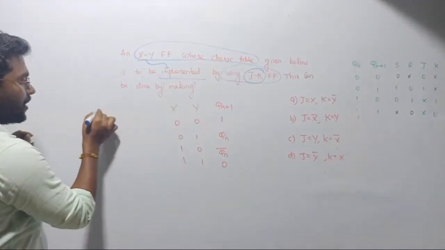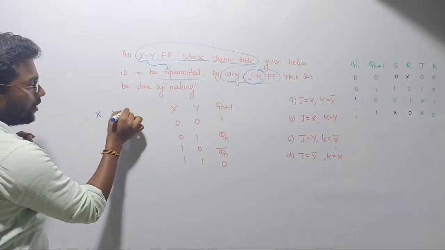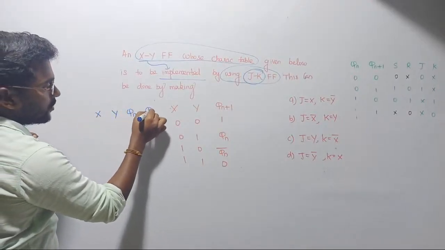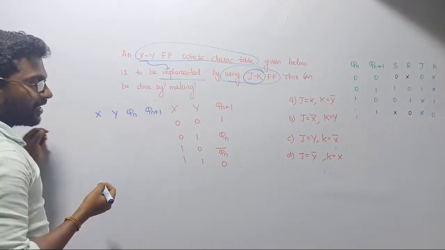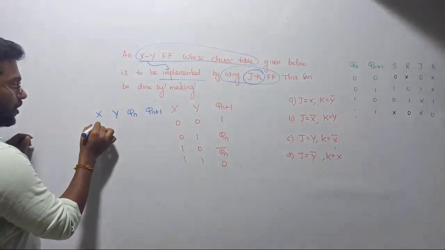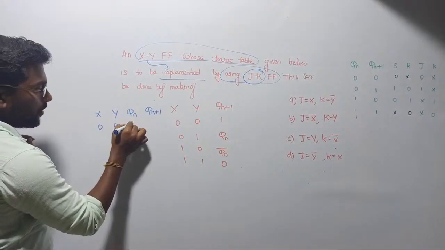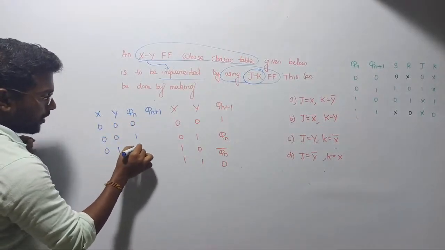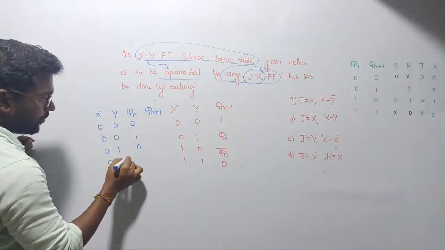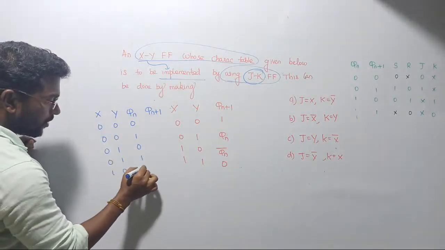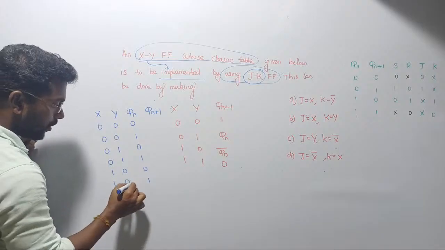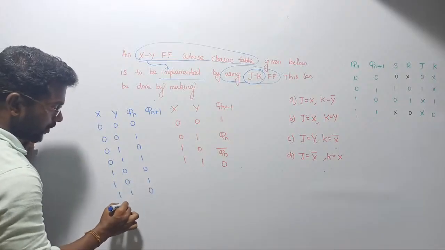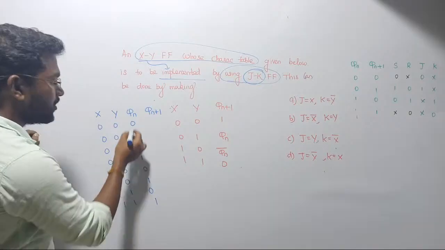See that this data is given here. Let me extend. This is X, Y. Let me consider Qn, and this is going to be Qn plus 1. Characteristic table, proper characteristic table, right? So let us write 0, 0. It might be 0, 0, 0. It might be 1, 0, 1. It might be 0. For 0, 1, it might be 1. For 1, 0, it might be 0. For 1, 0, it might be 1. For 1, 1, it might be 0. For 1, 1, it might be 1. There are 4 possibilities for Qn.